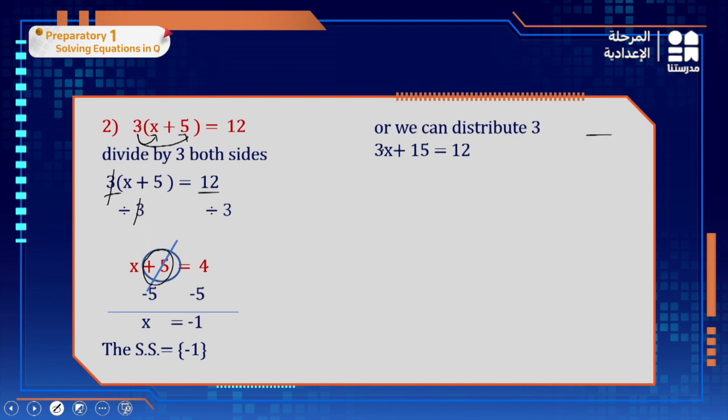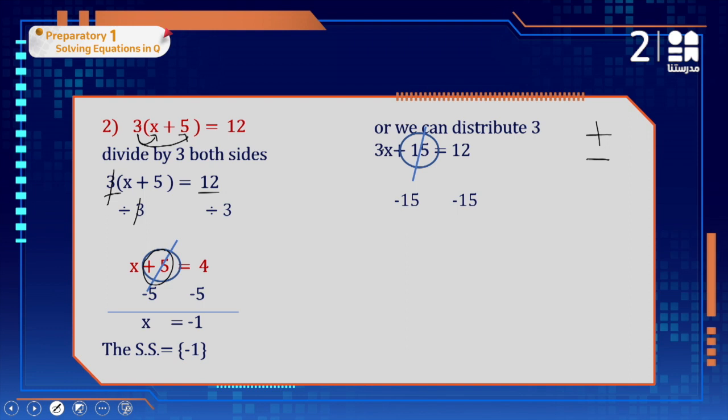As we said, we have to start from the addition and subtraction first. So we need to subtract 15 from both sides. So we circled 15 and we write minus 15 for both sides. Take a line, then cancel plus 15 with minus 15. We got 3x equals 12 minus 15 is negative 3.